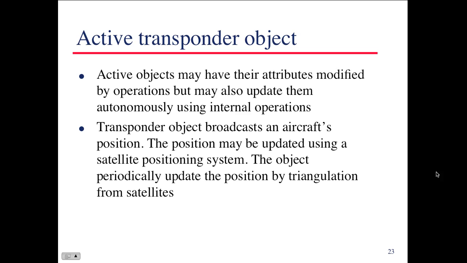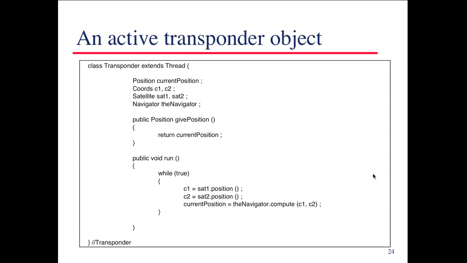So the transponder object broadcasts. Here we're going to broadcast an aircraft's position. The position may be updated using a satellite positioning system. The object periodically updates the position by triangulation, whatever, from satellite. So in this particular example, we've got a satellite, let's say, that's controlling an object that's communicating to a satellite to say, hey, I'm over here, I'm over there. We might have a container that says, hey, I'm full, stop putting water into me. So we can represent that in the diagram and in the object itself.